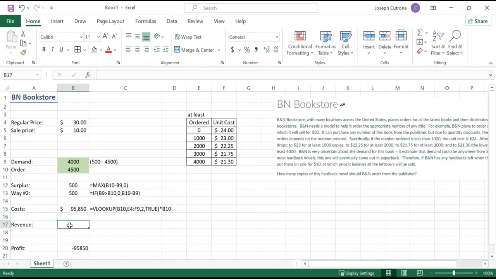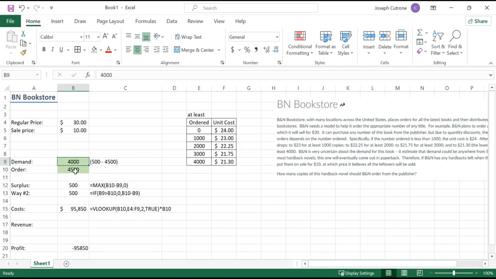Great. Now, how do I make money? Be careful here. I have to sell what I have. So I don't want to just take the order. I can't say, well, it's the order times the regular price or something like that. Because here I've ordered 4,500 books, but I've only sold, the demand is only 4,000.